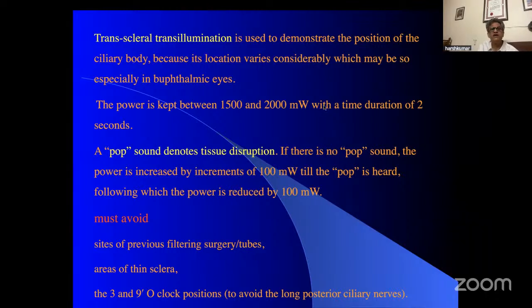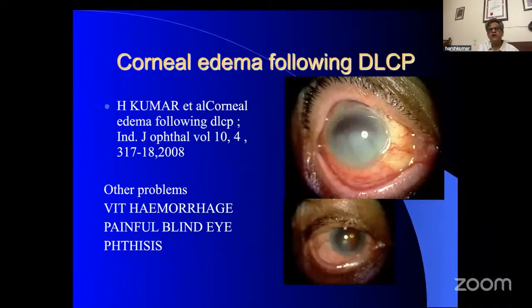One important thing is that you must do transscleral transillumination to actually demonstrate the site and the position of the ciliary body with a small pen torch in a completely dark room. Then you can realize where you have to put your laser. Obviously, you have to explain to the patient that there can be phthisis, vitreous hemorrhage, painful eye, and so many other problems. But once the patient understands, you can surely go ahead and do the procedure.